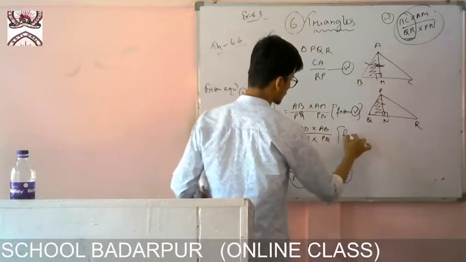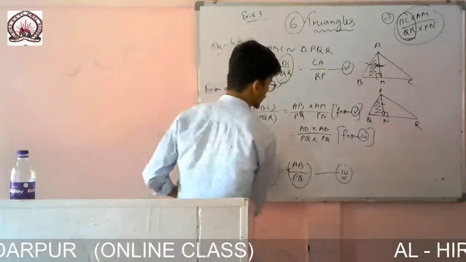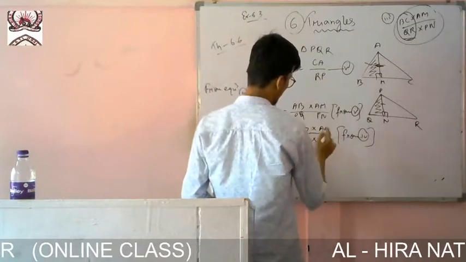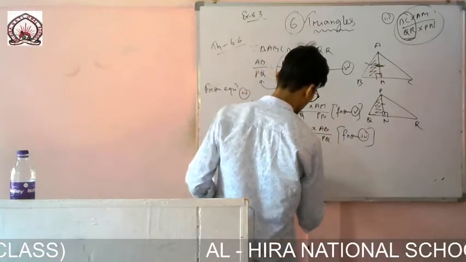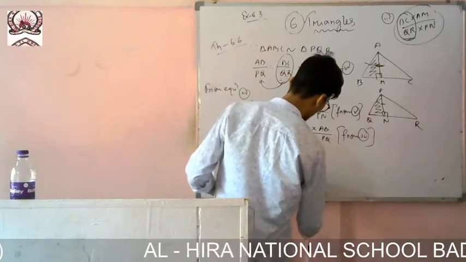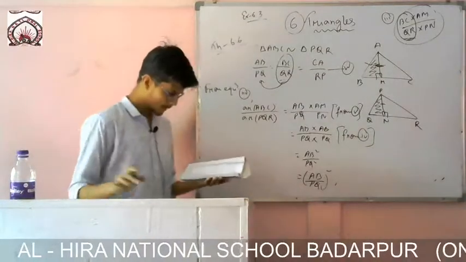So it was given in equation number 4, from equation 4. So now what we have got? AB into AB, it is AB square. PQ into PQ, it is PQ square. So I can write it as (AB by PQ) square. So similarly we can prove all the others.